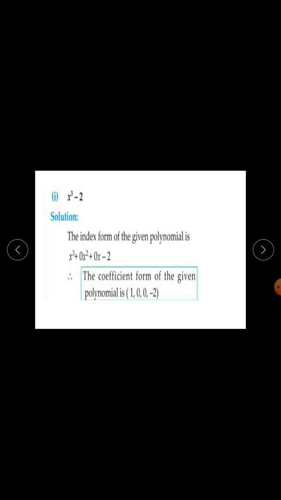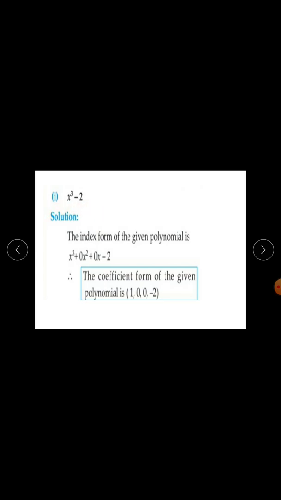Now question number 7. Write the following polynomials in coefficient form. First one is x cube minus 2. Second one is 5y. Third one is 2m raised to power 4 minus 3m square plus 7. And fourth one is minus 2 upon 3.